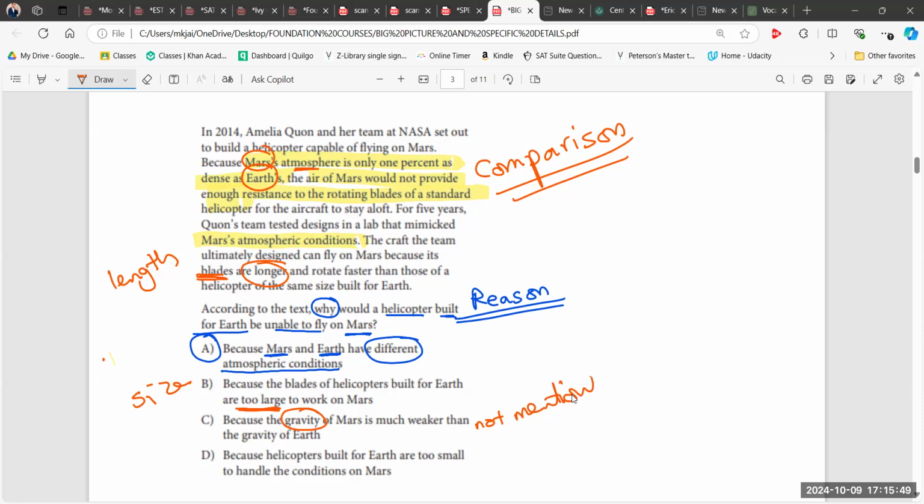So this is how I eliminate choices if I'm in doubt. Because helicopters built for Earth are too small to handle Mars. Too small. Any reference to the size? No reference. Okay, they're the same size. Yes, I can easily cross out all these choices. How do you feel about this type of question?